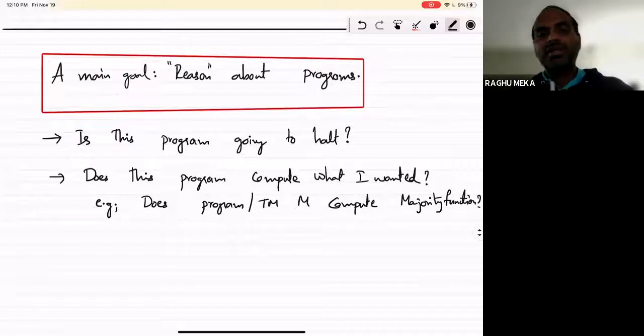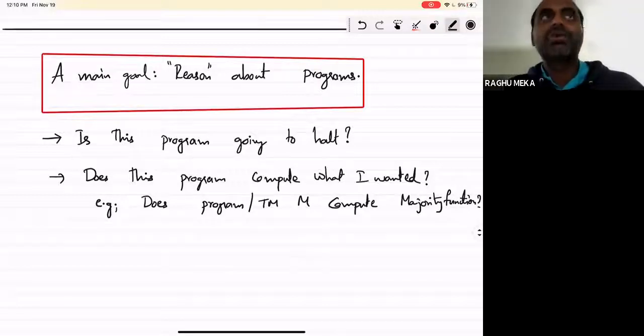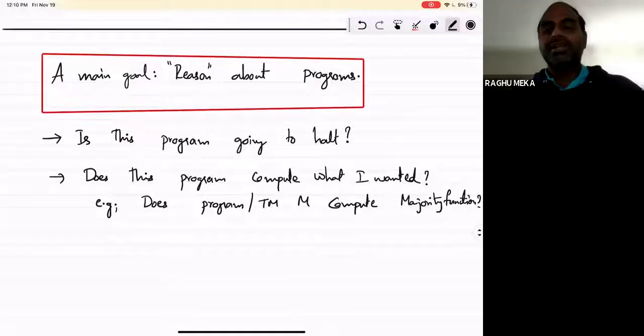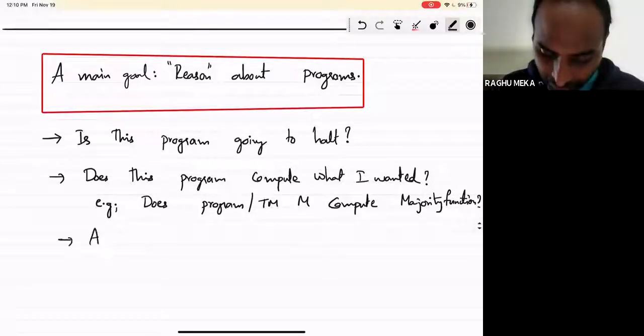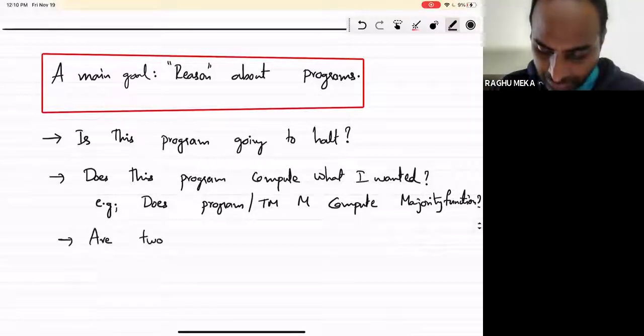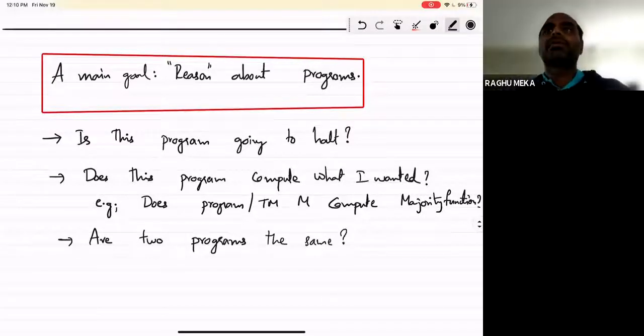This is the whole area of software verification. In fact, it really revolves around this question and what we can do with this. You can also ask, like, are two programs equivalent to each other? Okay, so all of these things.